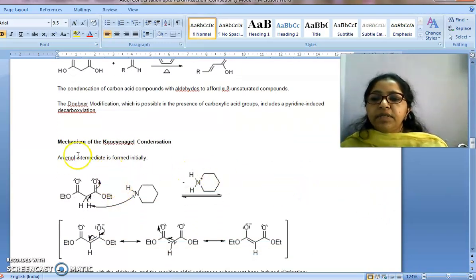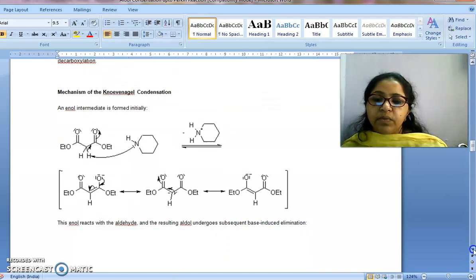So the first step is that an enol intermediate is formed initially. So the pyridine will be abstracting one hydrogen because of the presence of a lone pair, and this lone pair will take this proton and give a negatively charged species. This negatively charged species is resonance stabilized.